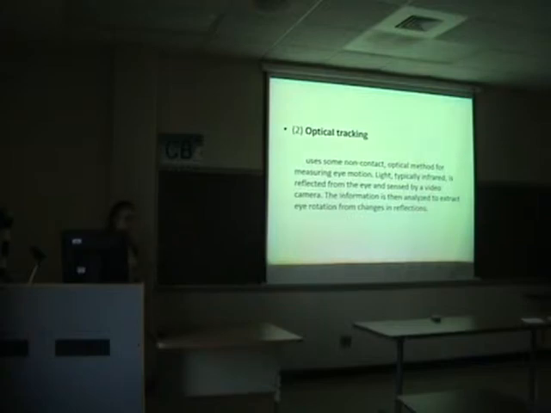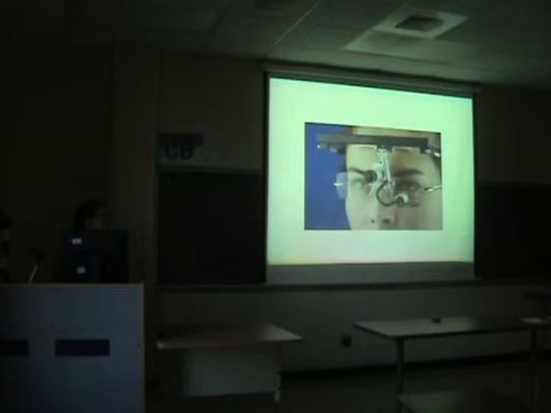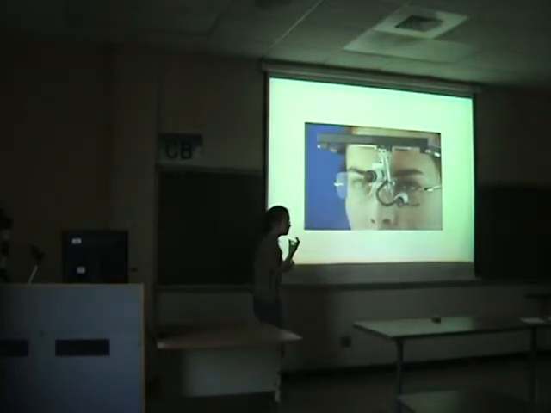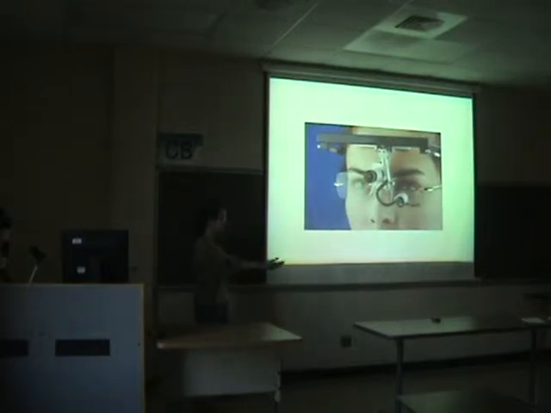And the second one, since some people are very sensitive to direct contact with the eye, is a non-contact method of measuring your eye motion. We use a video camera to track the light emitted from your eye and analyze your eye rotation from the reflection. It's like this. You can see there are two cameras. This one will track your eye movement, and this one will record the image you see in front of you.